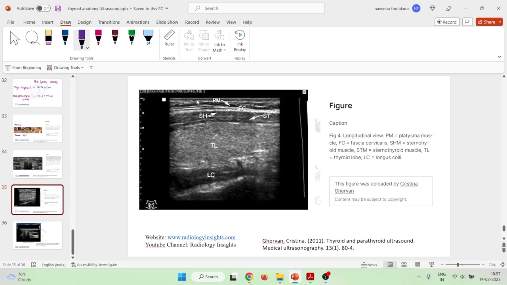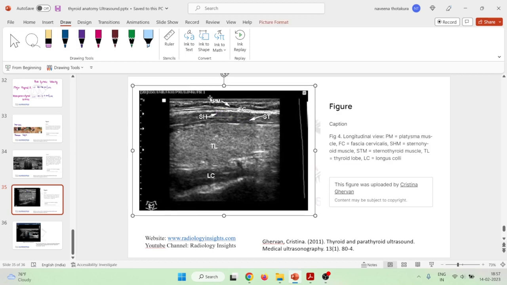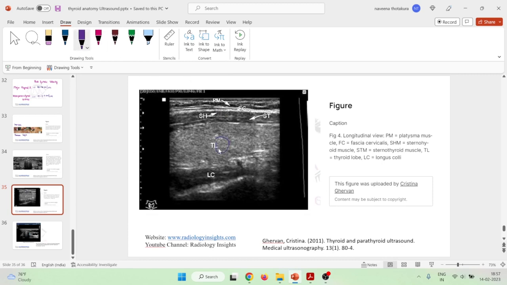In the longitudinal view, again we'll have skin, then platysma muscle, then fascia cervicalis. See, this black one is the platysma muscle, which is nothing but the muscle. This white one is fascia, which is fascia cervicalis. Below that, as we have already said, in front of the thyroid we have two muscles, the sternohyoid muscle and the sternothyroid muscle. SH here is the sternohyoid muscle, and then we have the sternothyroid muscle. And obviously this is the thyroid lobe, and posterior to the thyroid lobe we have the longus colli muscle.